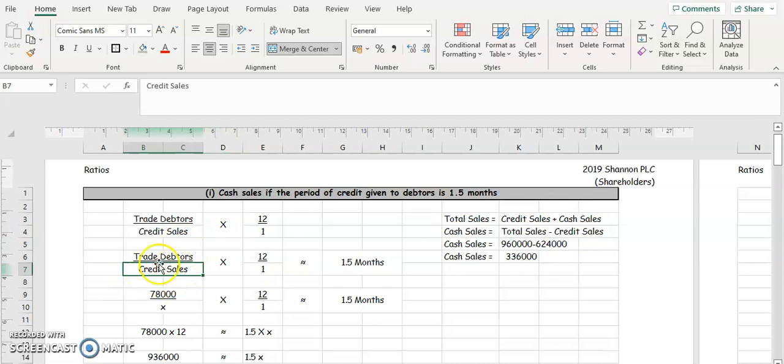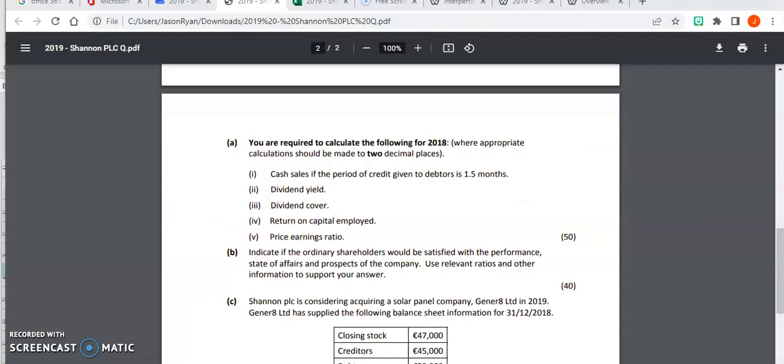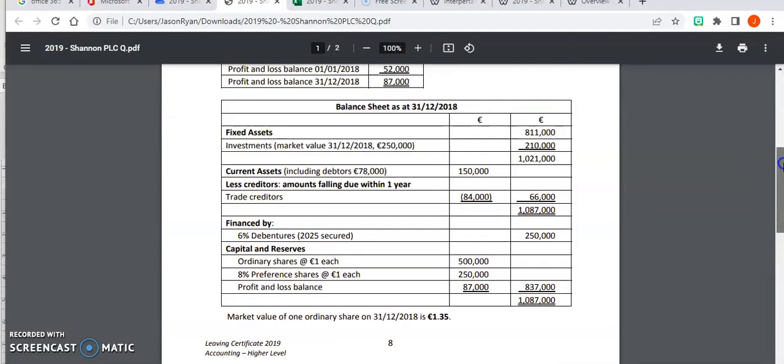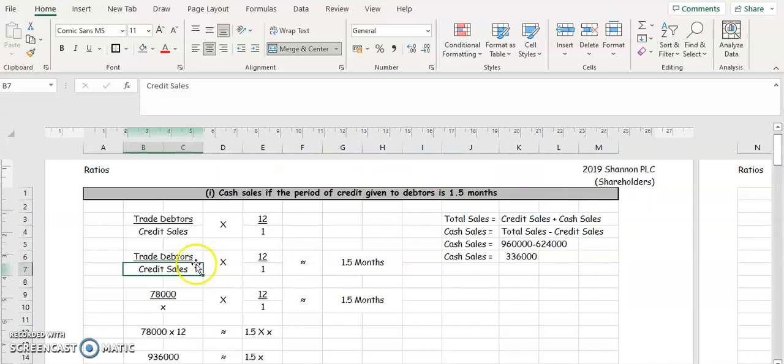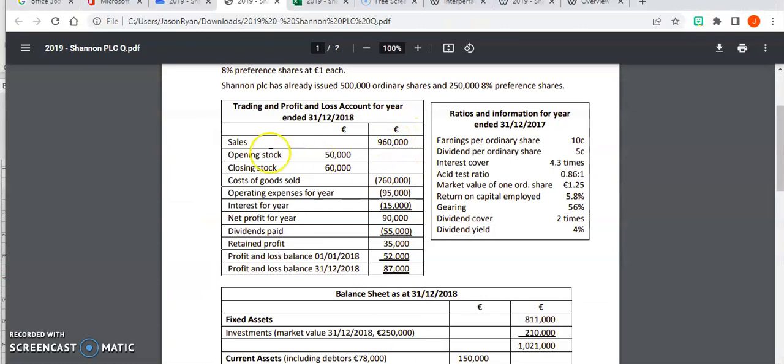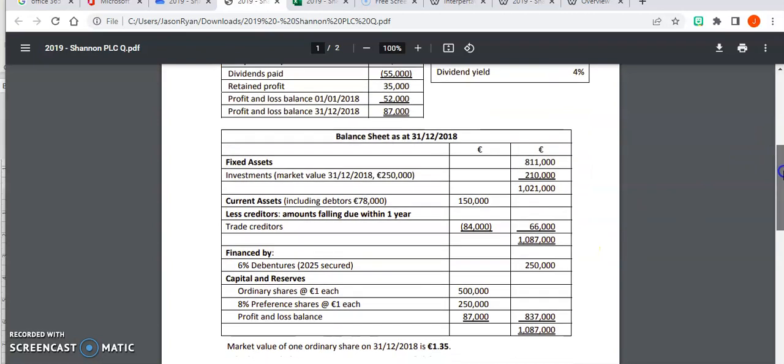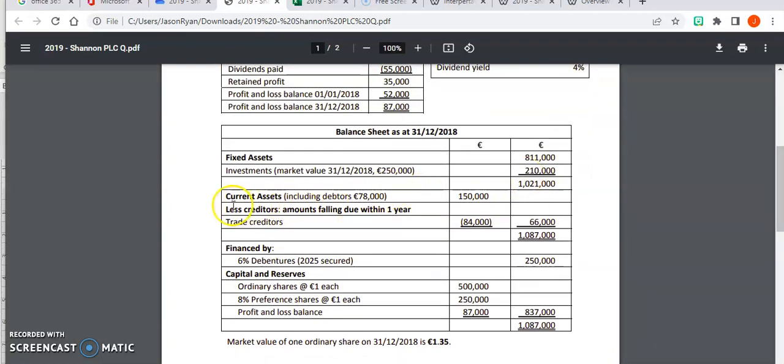Credit sales, remember, sales is made up of two parts. It's made up of cash sales and it's made up of credit sales. So in this question, they've given our sales as 960,000. So as part of the ratio, we're going to find out what the credit sales are. When we take the credit sales away from the sales here, we're going to get our cash sales. And also then we can find out what our debtors are. So it tells us here, your current assets including debtors is 78,000.